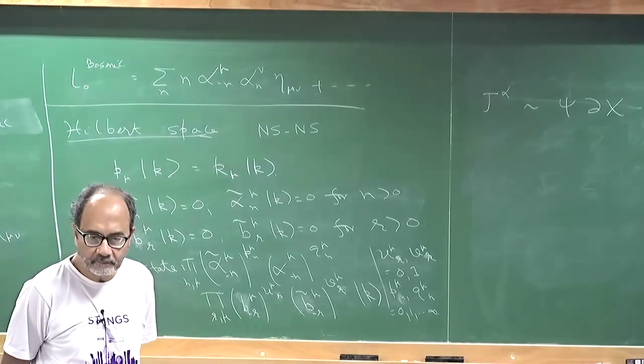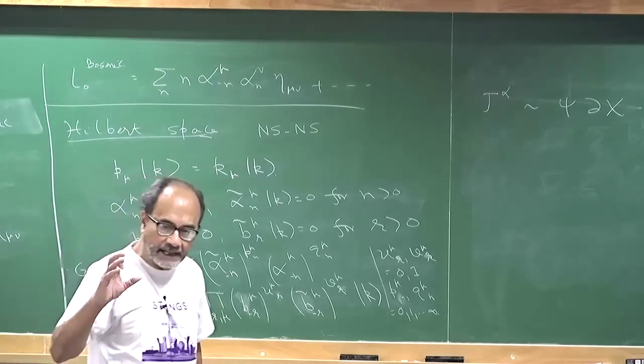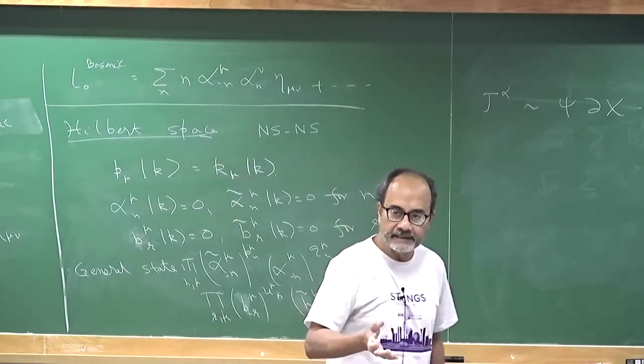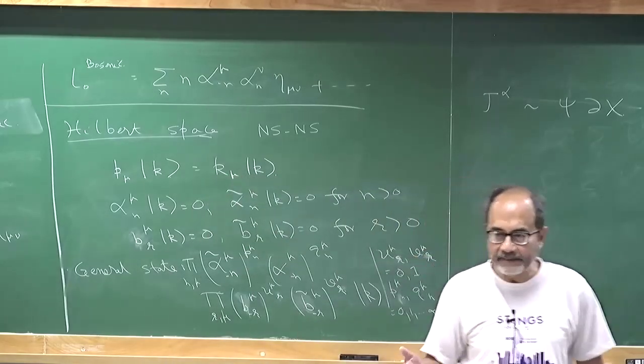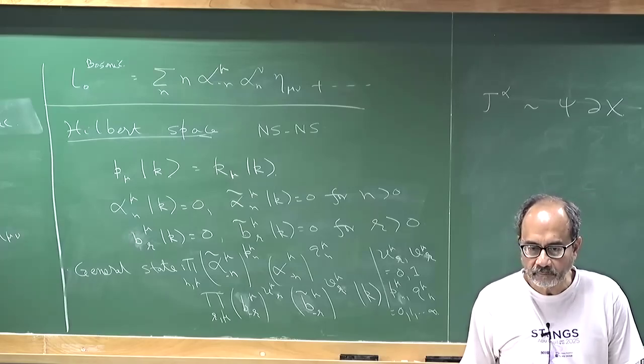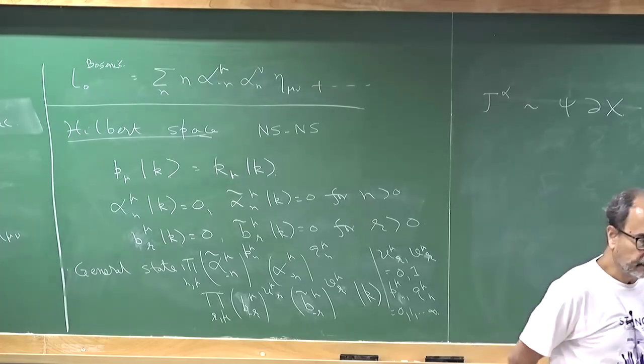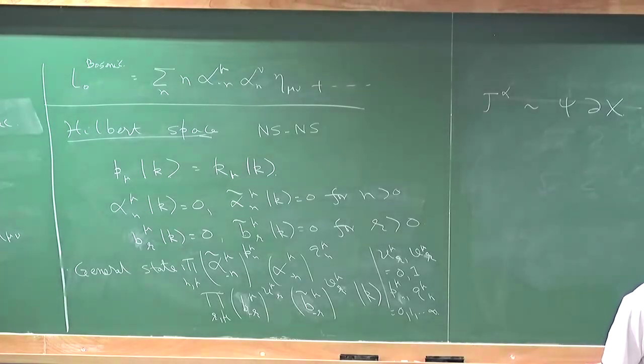So sector by sector, I have a supersymmetric Hilbert space. Exactly, except that the supersymmetry algebra is different in different sectors. In one case, it's half integer moded; in the other case, it's integer moded. So when we write the algebra, there will be a holomorphic part and an anti-holomorphic part, and in each we'll have half integer and integer separately.